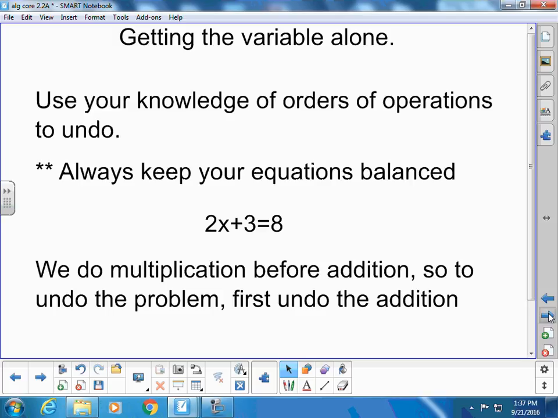So getting the variable alone, use your knowledge of order of operations to undo what has been done to the equation. We always want to keep them balanced, so what we do on one side we have to do on the other. We do multiplication before addition when we normally do order of operations, so we're going to undo it backwards. So to undo the problem, first undo the addition. So let's give it a try.